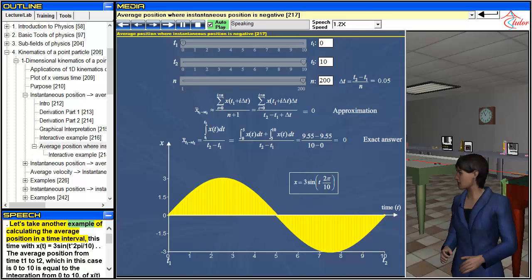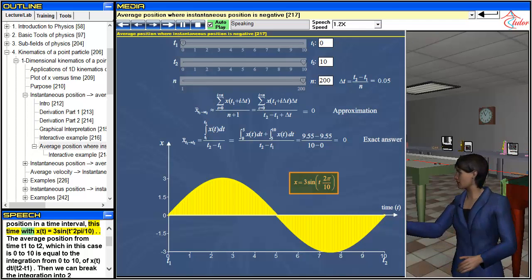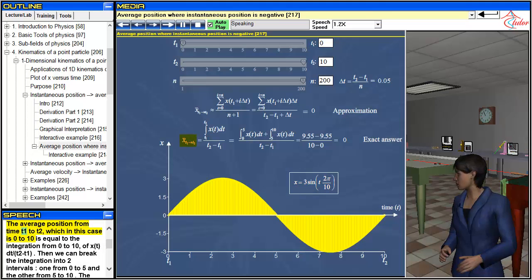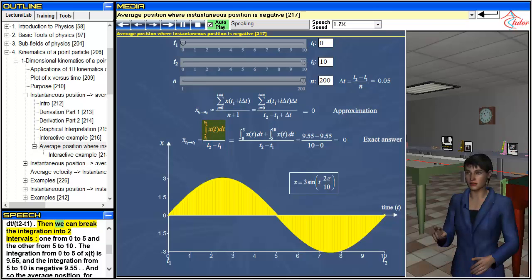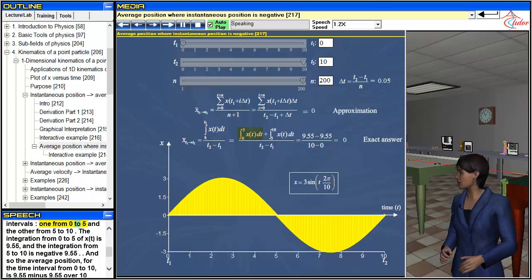Let's take another example of calculating the average position in a time interval. This time with x of t equal to 3 times the sine of t times 2 pi, over 10. The average position from time t1 to t2, which in this case is 0 to 10, is equal to the integration from 0 to 10, of x of t dt, over t2 minus t1. Then we can break the integration into two intervals. One from 0 to 5, and the other from 5 to 10.